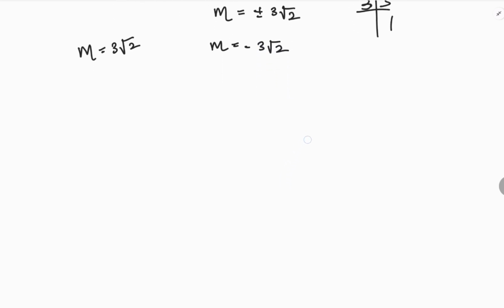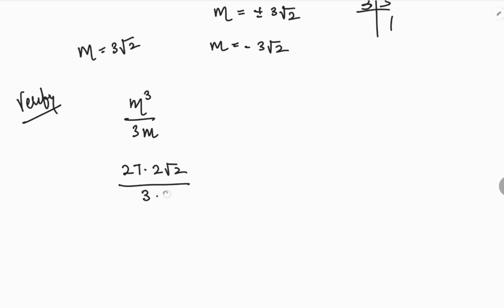And now we will verify this solution, whether it is correct or not. So our equation is m cube by 3m, right, which is actually equal to, what is m cube? m cube is 27 times 2 root 2, right? 3m is 3 times 3 root 2, right? When you cancel this out, what will you get? 3 times 2 is 6, and that was our right hand side, right?